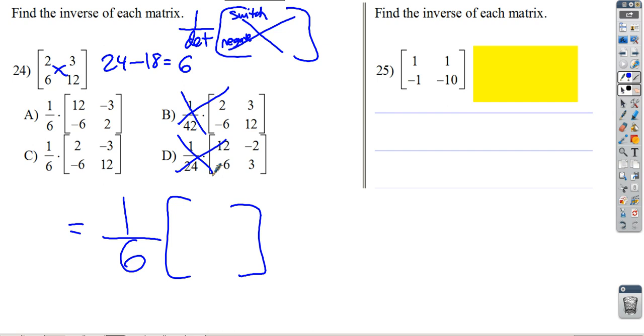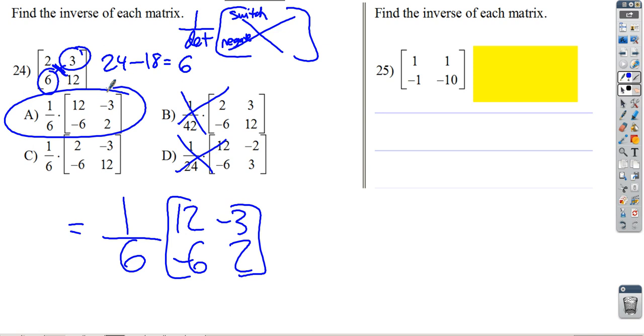Okay, then we need to switch the first. If I switch 2 and 12, the 12 now is here and the 2 is here. And then I need to negate this second diagonal. So if I negate 3, I get negative 3. And if I negate 6, I get negative 6. And it looks like that is the right answer.